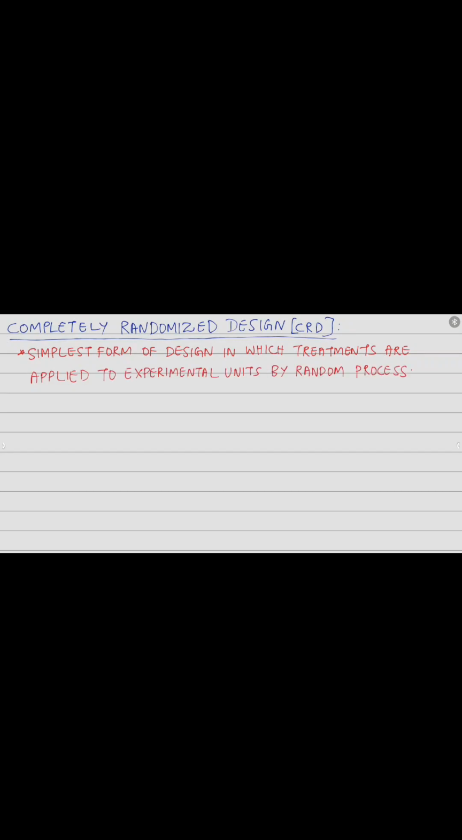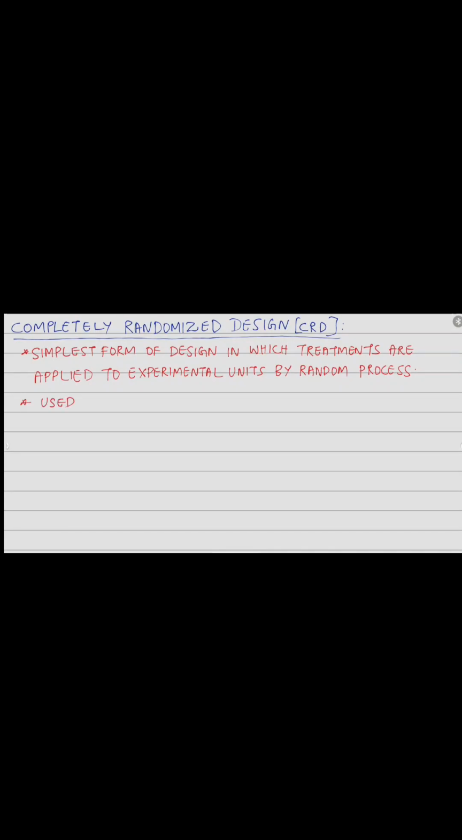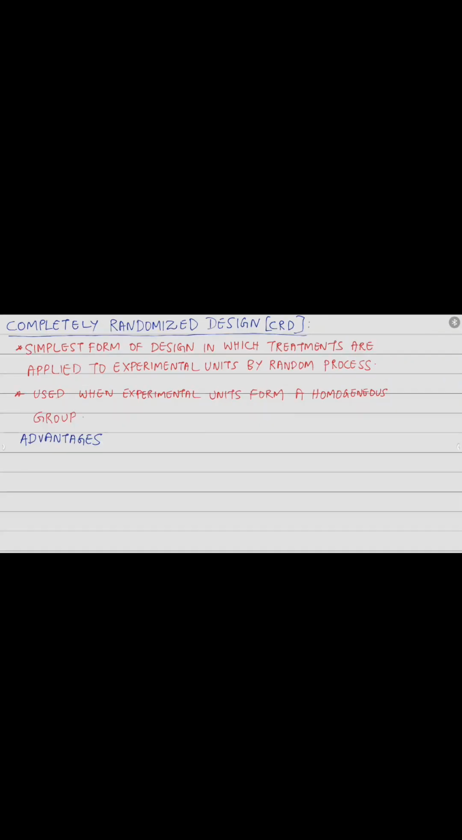The first design we will be taking a glance at is Completely Randomized Design, CRD. CRD is the simplest experimental design, where treatments are applied to experimental units by a random process. Whenever the given experimental units form a homogeneous group, CRD can be applied.